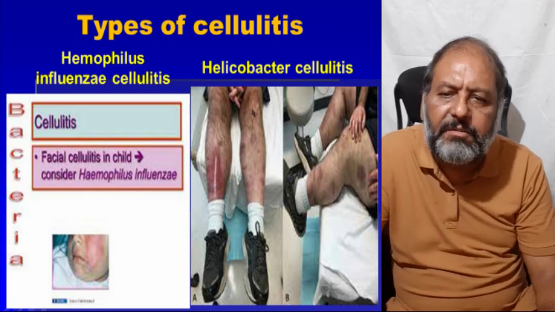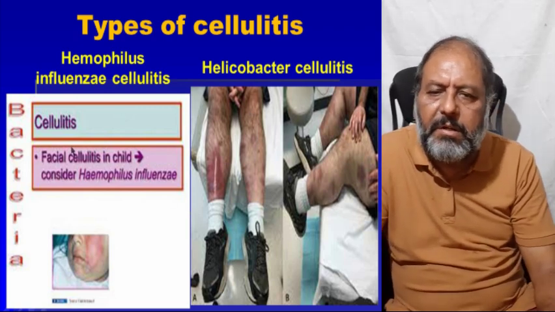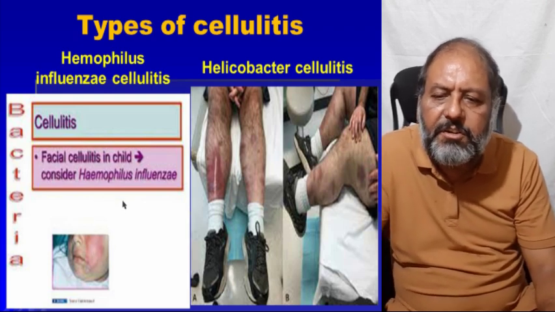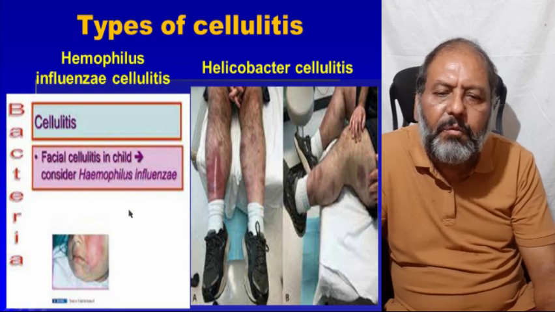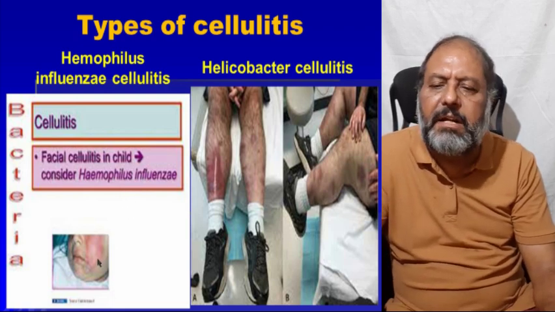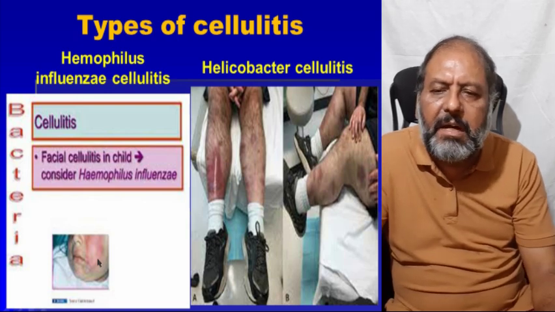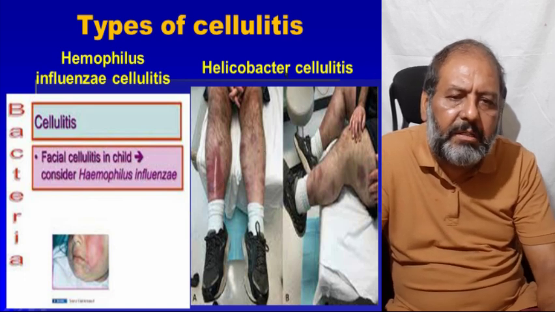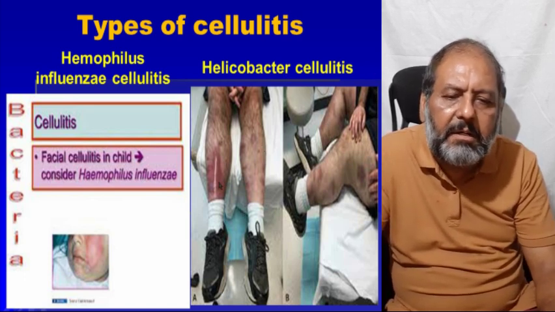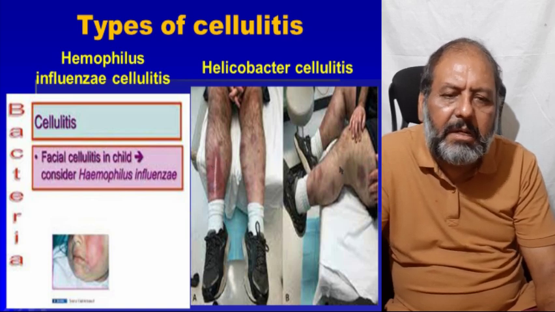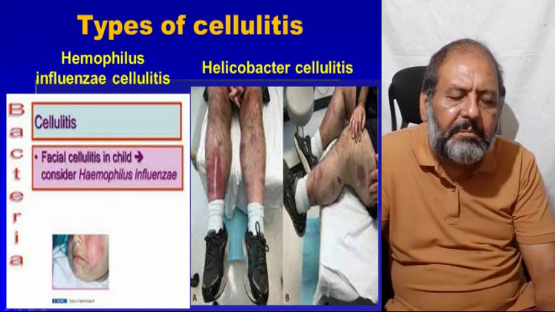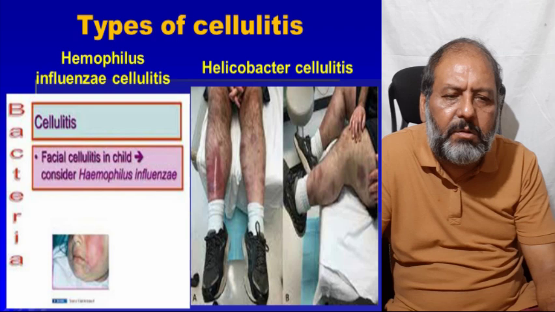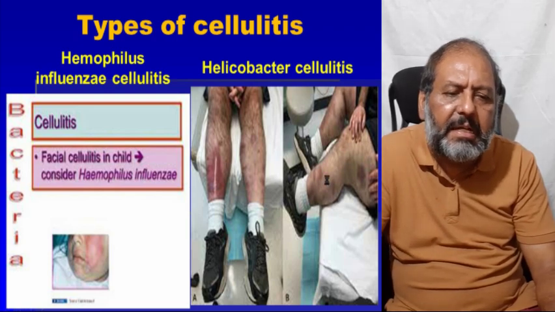So the types of cellulitis, rarely, I have told you: Haemophilus influenzae cellulitis is seen mostly on the cheeks of children, and that is because of Haemophilus influenzae. So if one does see this kind of situation, keep in mind please that Haemophilus influenzae can cause this kind of cellulitis. Similarly, rarely, Helicobacter cellulitis occurs in the case of leg cellulitis. That is a rare variety, but one has to keep in mind that Helicobacter pylori sometimes causes cellulitis in the legs, as one can see here.